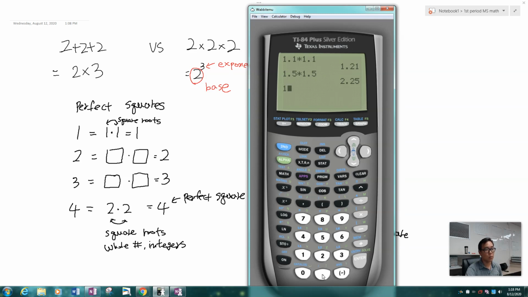So 1.4 times 1.4. 1.96 is very close, but not quite 2. So what about 1.41 times 1.41?